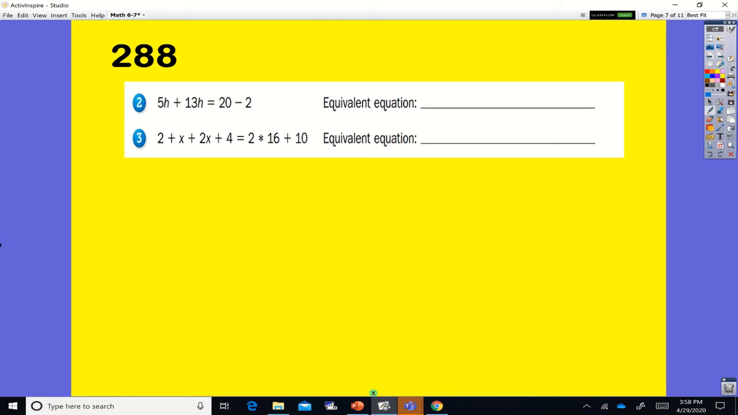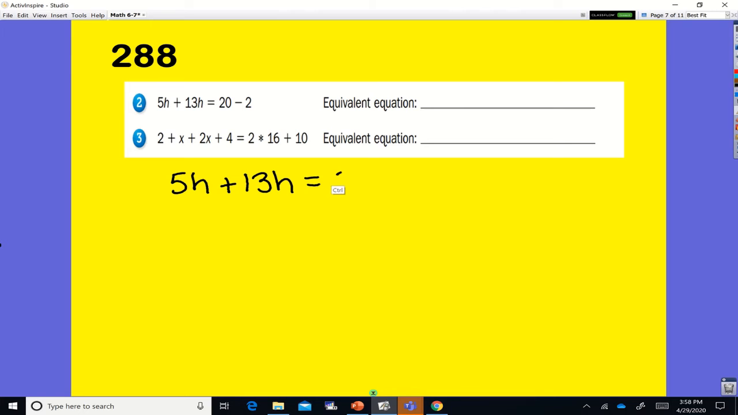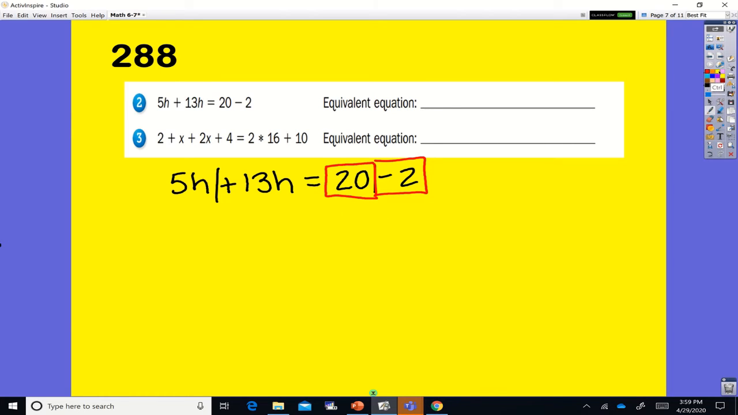So first one, we're going to make an equivalent expression. So we have 5h plus 13h equals 20 minus 2. Now doing exactly what we did before, my regular numbers, break it up. Always make sure that sign goes in front. My regular numbers are going to be in red, and my h is going to be in, let's have it in purple this time.